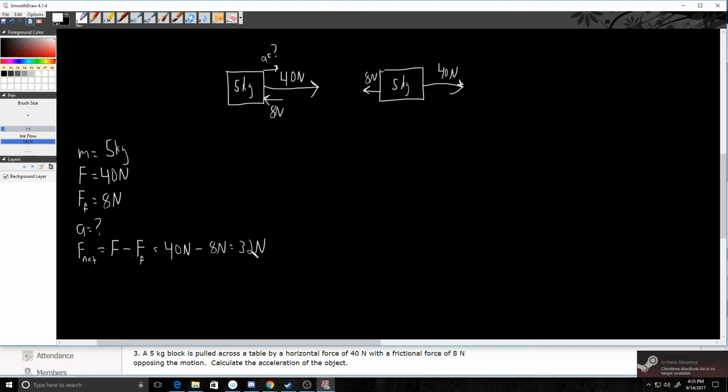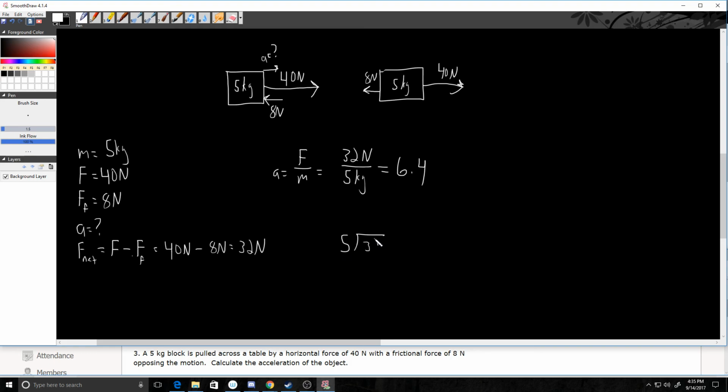That's the force that's actually going to accelerate my 5 kilogram mass. Now I am looking for a, so let's use a equals F over m, equals 32 newtons over 5 kilograms. I'm going to guess 6.4. I can check that real quick, old school. Yeah, 6.4. So that's 6.4 acceleration.